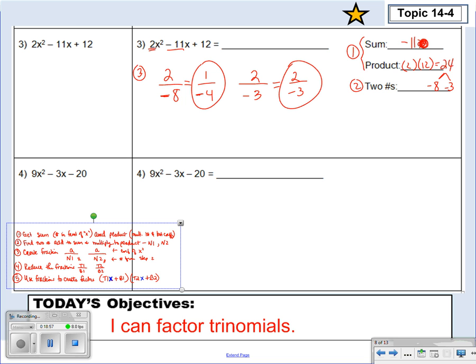So these are fractions that we use in order to create our factors. Top number is 1 times x plus the bottom number, or say minus 4. Top number is 2 times x and then minus 3.